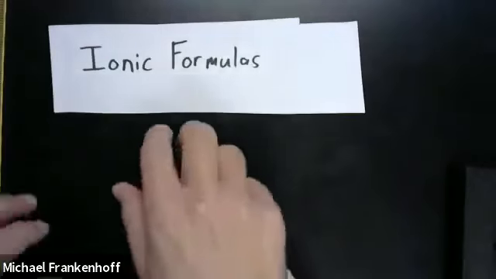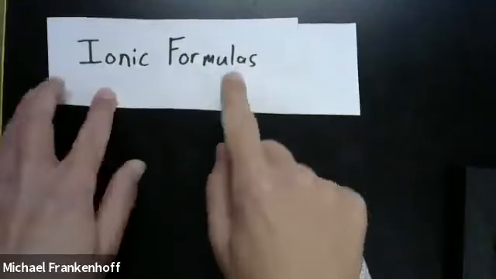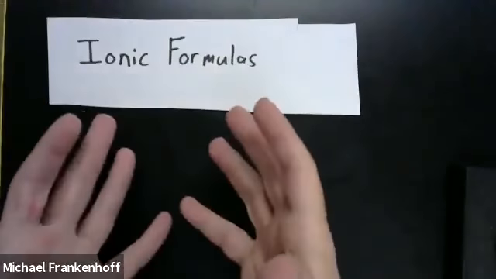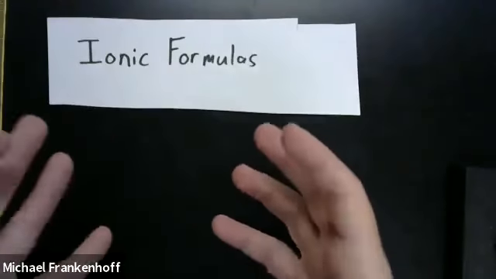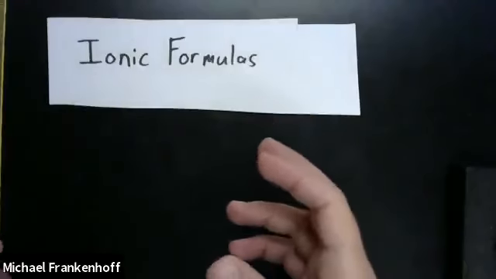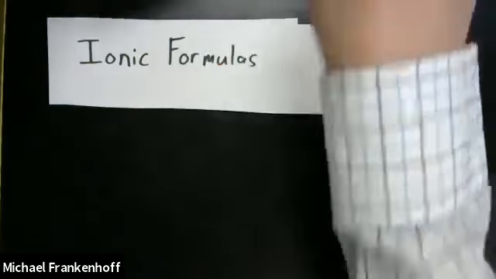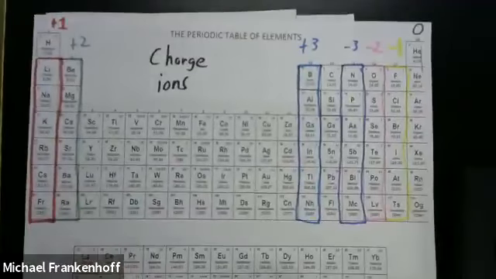Hey everybody, let's talk about how to write ionic formulas. So let's say they give us a name of a chemical compound that's held together by ionic bonds. How do we know it's held together by ionic bonds? Well, we look at what side of the table they're from.